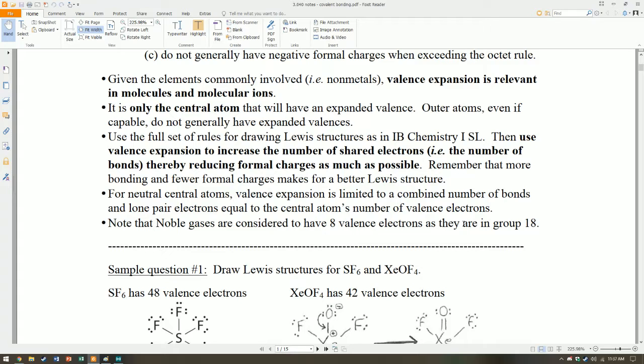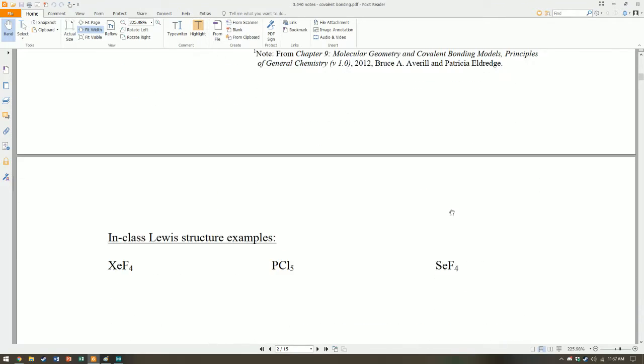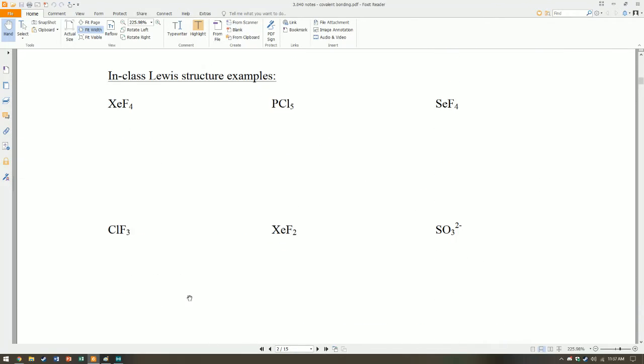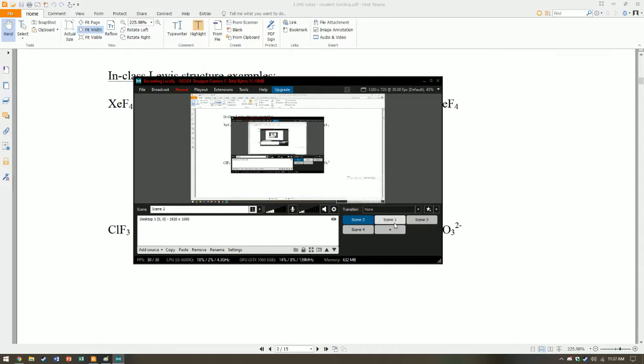For neutral central atoms, valence expansion is limited to the number of bonds and lone pairs that sets the formal charge equal to 0. And note that noble gases are considered to have 8 valence electrons as they are in group 18. So let's do a few examples of these valence expansions, these expanded octets.